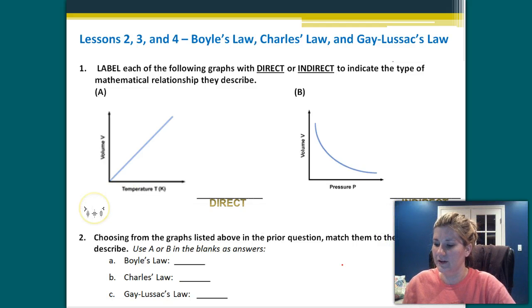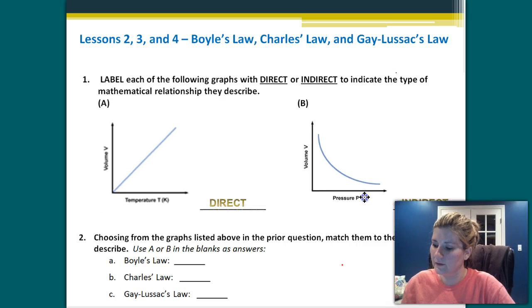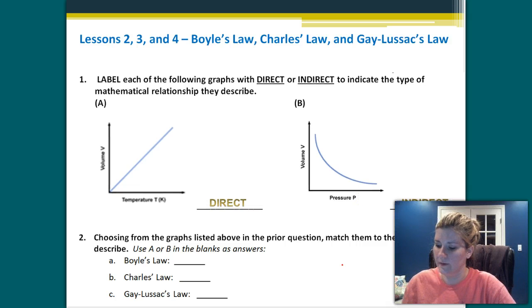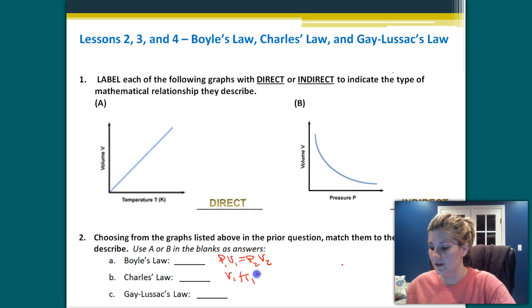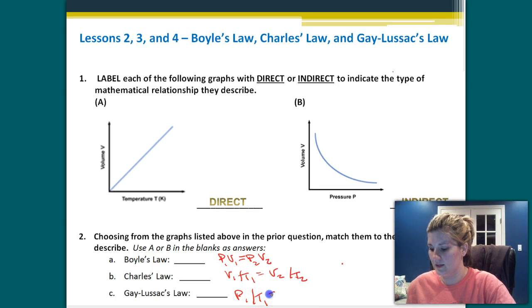Okay, so we have our direct or our indirect scenario. Boyle's law. Now, as I was saying, I don't know how you would do this without knowing the equations. So I do, of course, know the equations pretty well. Boyle's law is P1V1 equals P2V2. In Charles' law, we're looking at V1 over T1 equals V2 over T2. And in Gay-Lussac, we're looking at P1 over T1 equals P2 over T2.